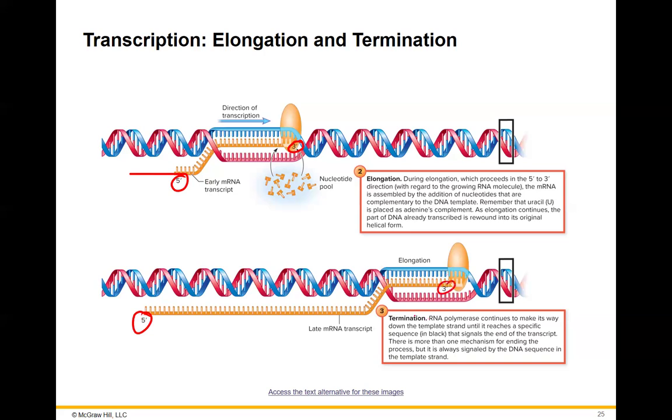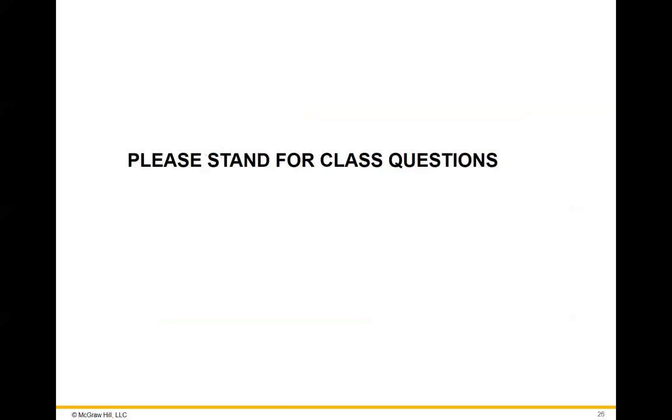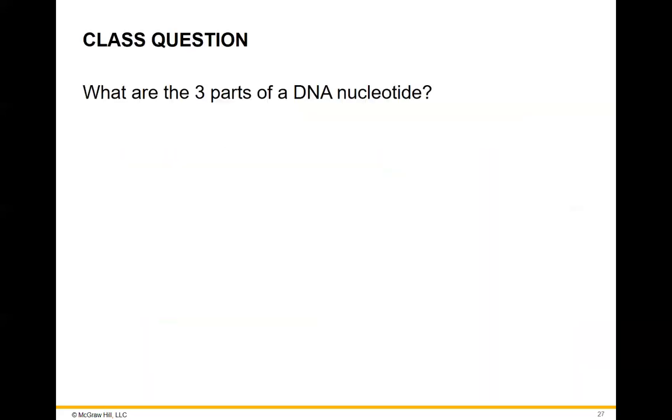And eventually we're going to get to a site. We'll say it's the termination site. It's like a stop signal where that RNA polymerase will just kind of disassociate and we'll be done. So that's how it signals it. That's it for transcription.